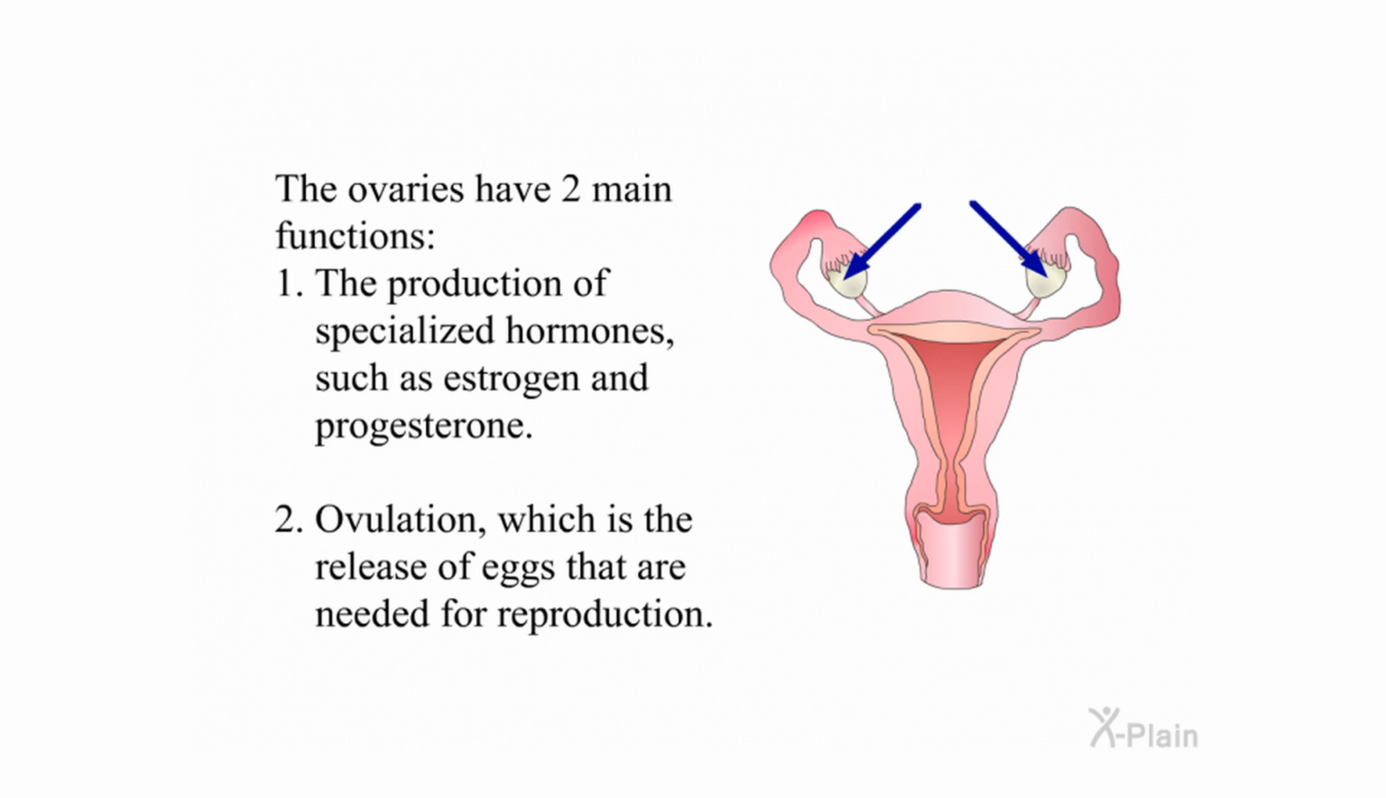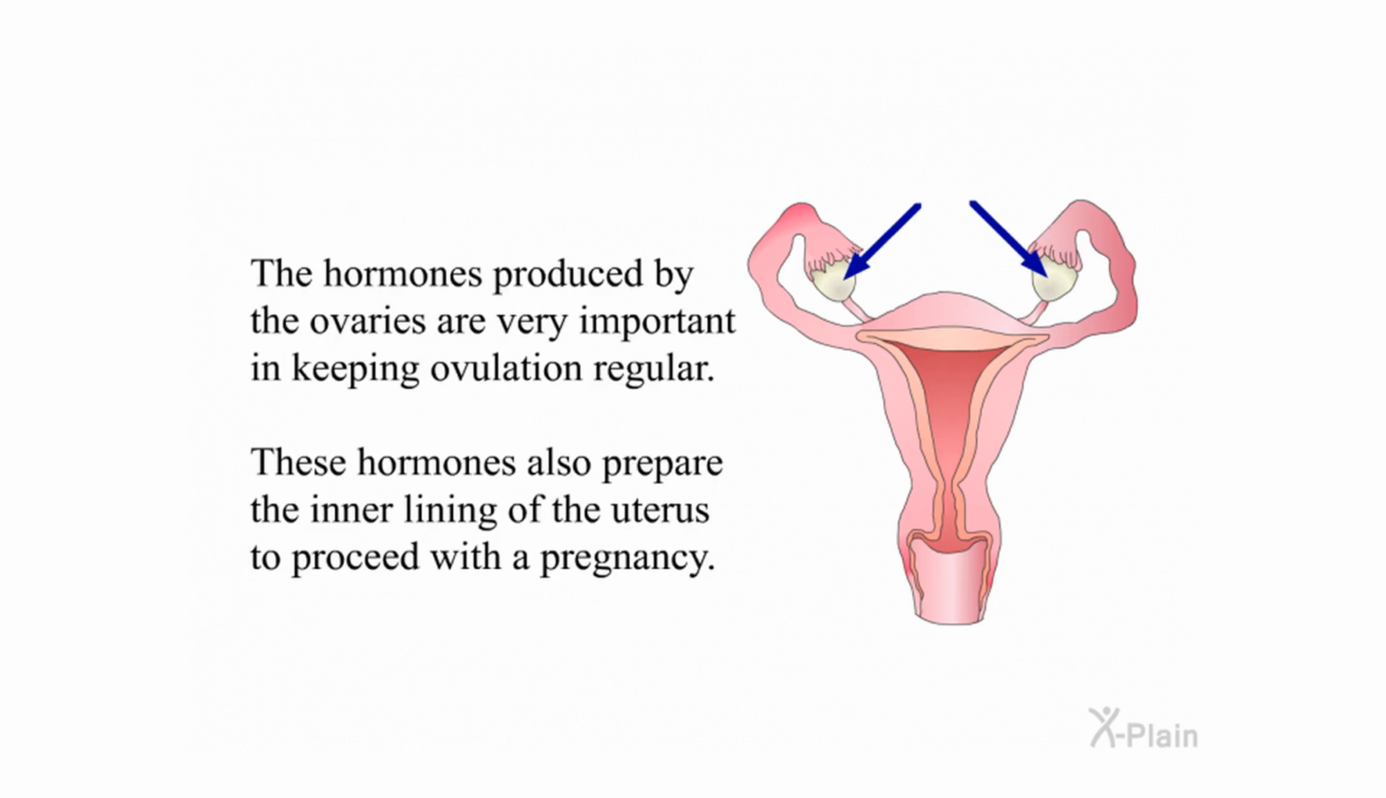The ovaries have 2 main functions. 1, the production of specialized hormones, such as estrogen and progesterone. 2, ovulation, which is the release of eggs that are needed for reproduction. The hormones produced by the ovaries are very important in keeping ovulation regular. These hormones also prepare the inner lining of the uterus to proceed with a pregnancy.